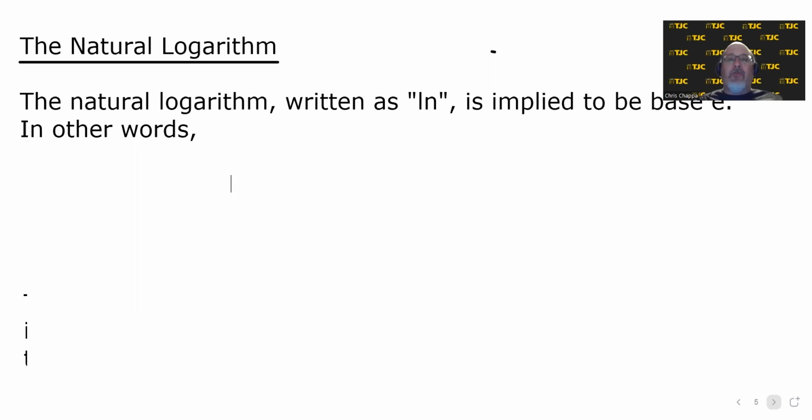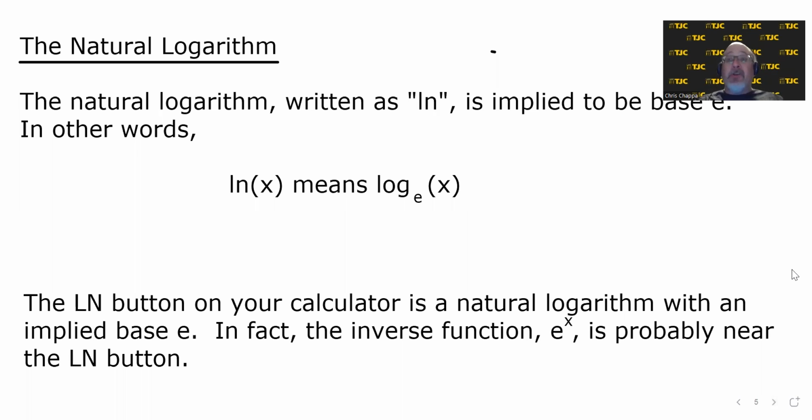The natural logarithm, written as ln, is implied to be base e. In other words, ln x means log base e of x. Now, just like before, there's an ln button on your calculator. The ln button on your calculator is a natural logarithm with an implied base e. In fact, the inverse function, e to the x power, is probably near the ln button. On most calculators, if you have a button and something written above it that you access by hitting shift or second or something like that, those are typically inverse functions, not always.